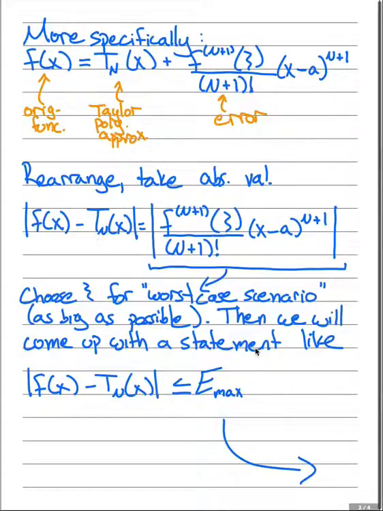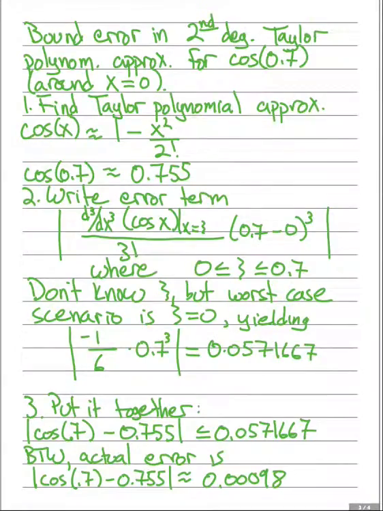And what we then come up with is some statement like the distance between f of x and the Taylor approximation is less than or equal to some maximal error. So this is called bounding the error term. And here's how it works. We'll just do a little example. Let's bound the error in the second degree Taylor polynomial approximation for cosine of 0.7, where we construct our Taylor series around x equals 0. So first, let's figure out what the polynomial approximation is.